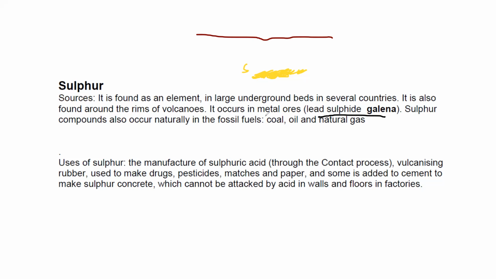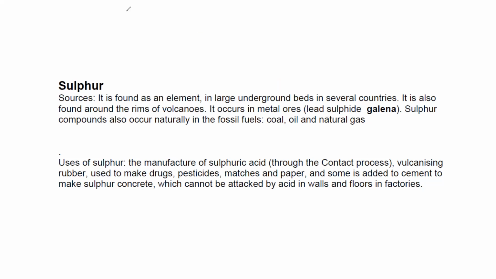What are the uses of sulfur? Where can we use it? The sulfur element can be used to manufacture sulfuric acid. That is one use. It is used for vulcanizing rubber, to increase the strength of the rubber. We can use sulfur to make different drugs, pesticides, matches, and paper, and some is added to cement to make sulfur concrete, which cannot be cracked by acid, for the walls or floors in factories. So the sources and the uses of sulfur you have to learn.